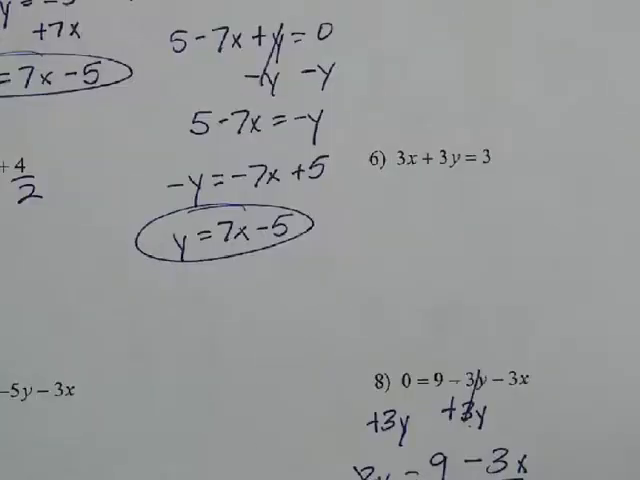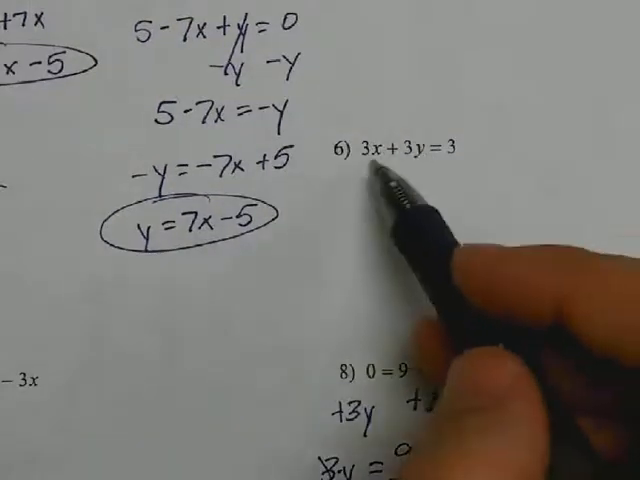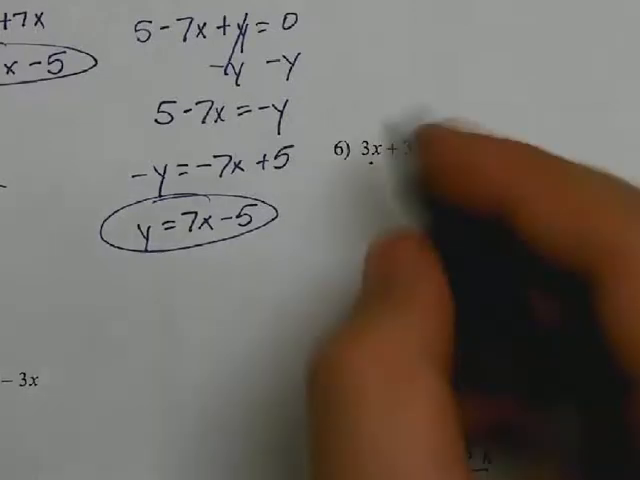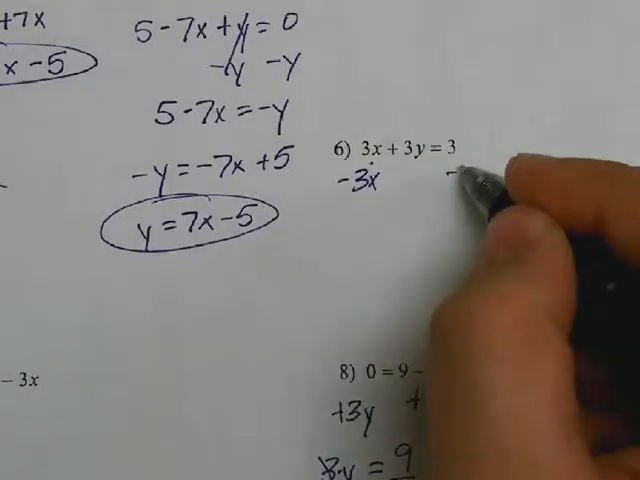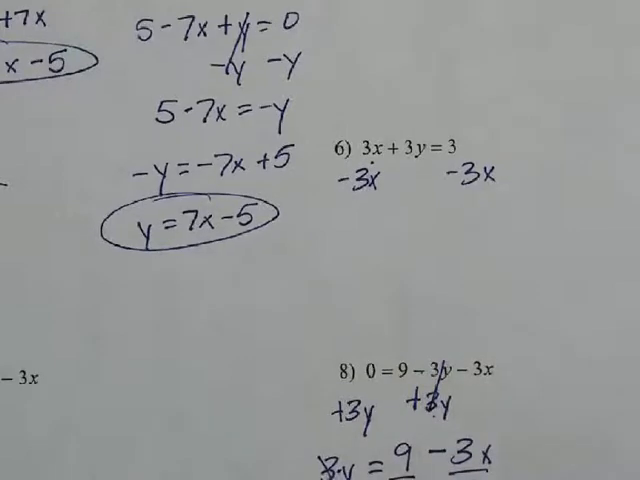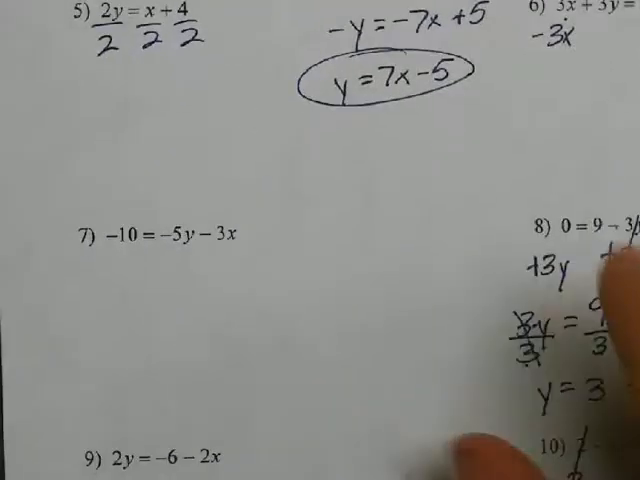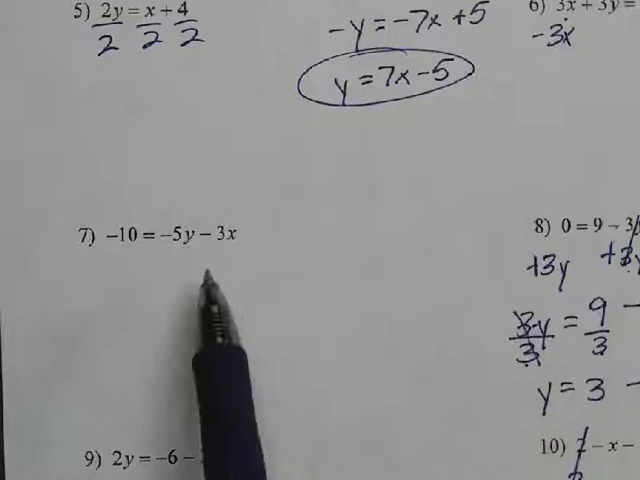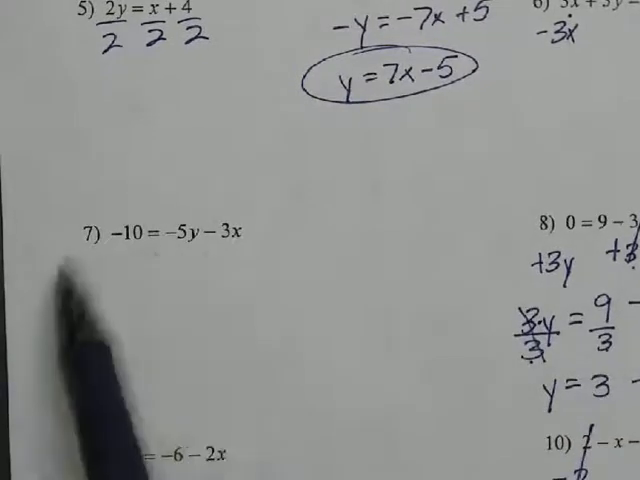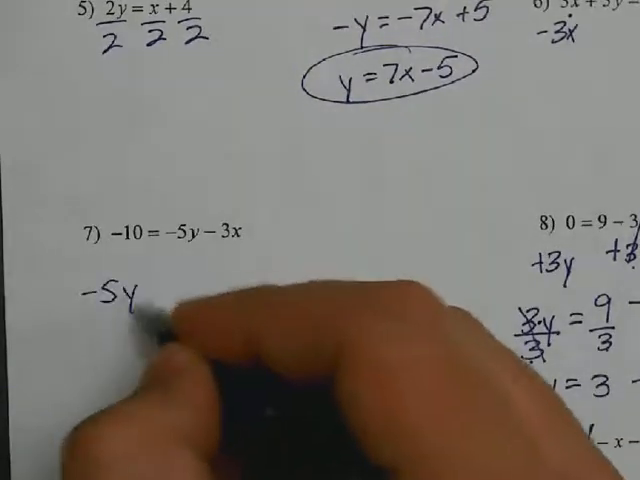With number 6, you just got to move that 3x to this side. So by saying subtract 3x, like that. That's your first step. Look at number 7. I would probably flip this. So I'd read negative 5y minus 3x equals negative 10.